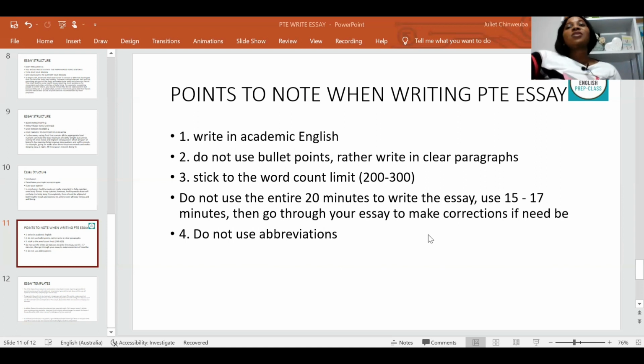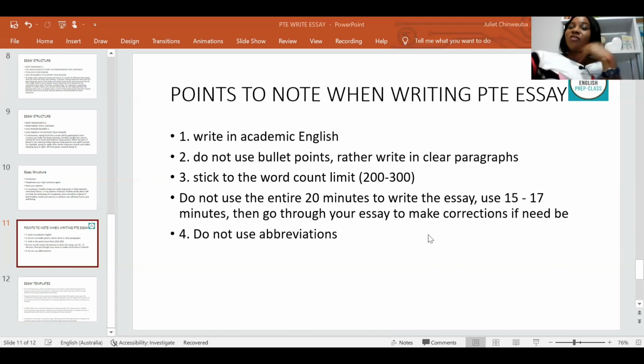Do not use the entire 20 minutes to write the essay. That's why they give you an instruction. Please, in the PTE exam, always read your instructions, because instructions will simplify your life. For the PTE essay writing, they'll say 20 minutes. That's why you see them say something like plan. You have 20 minutes to plan, write, generate ideas and all that.